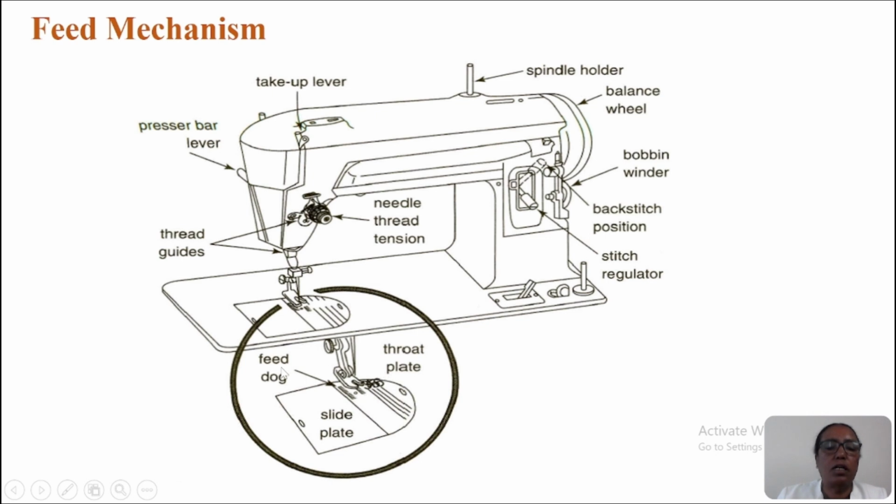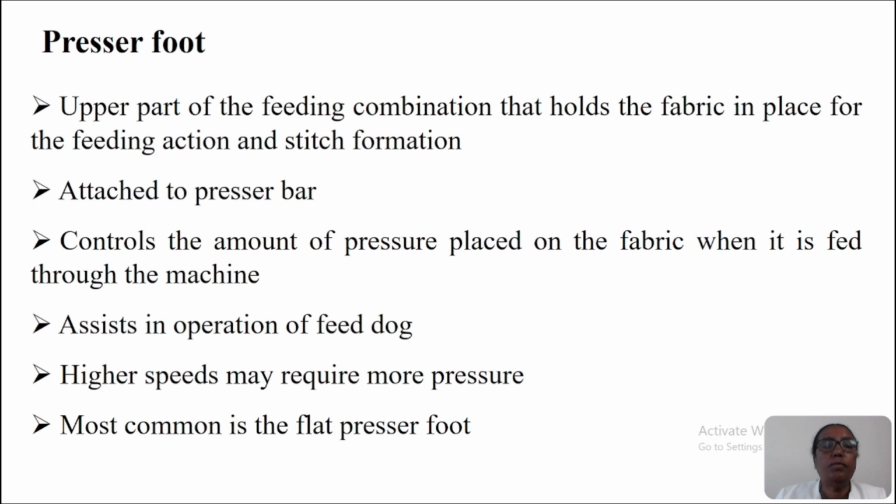This is a feed dog, and this one is a pressure foot. So the combination of the three feeding mechanisms is already in this part of the machine. You see the pressure foot. The pressure foot is one of the sewing machine parts used in the feeding mechanism. It is the upper part of the feeding combination that holds the fabric in place for the feeding action and the stitch formation.